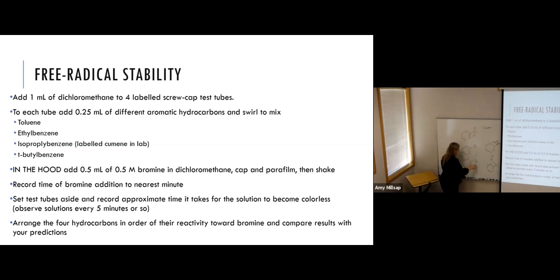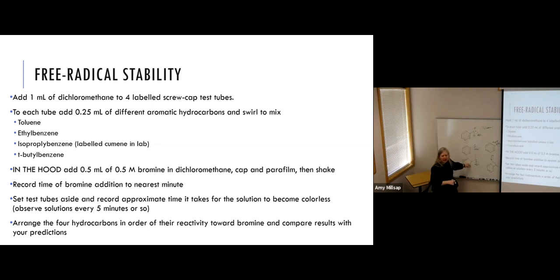Tertiary allylic, secondary allylic, and primary allylic are our radicals. Tertiary allylic is the most stable. This one, the color change will occur almost immediately.